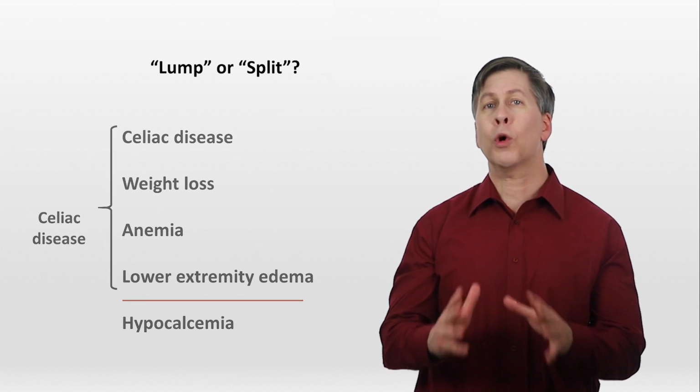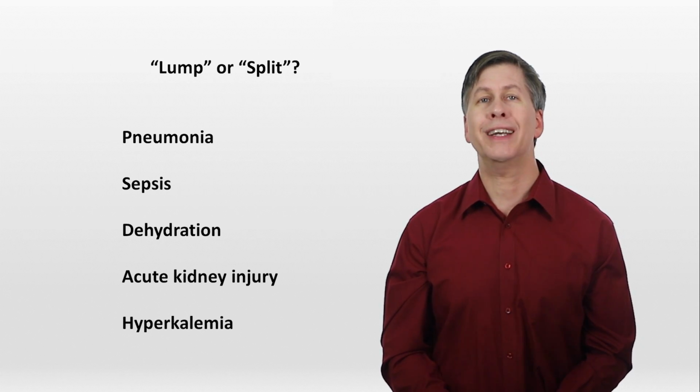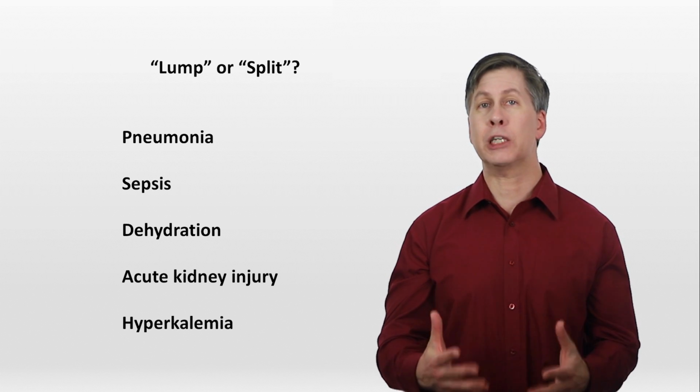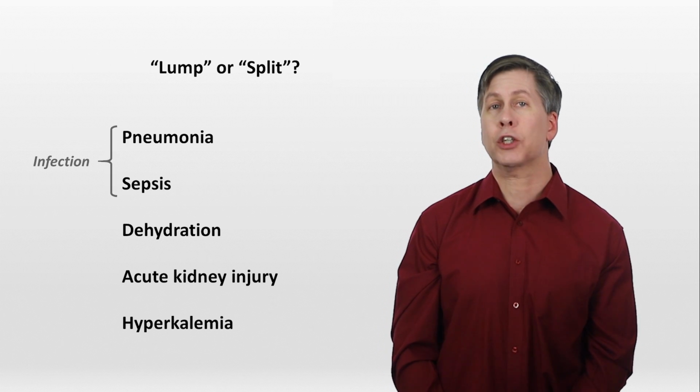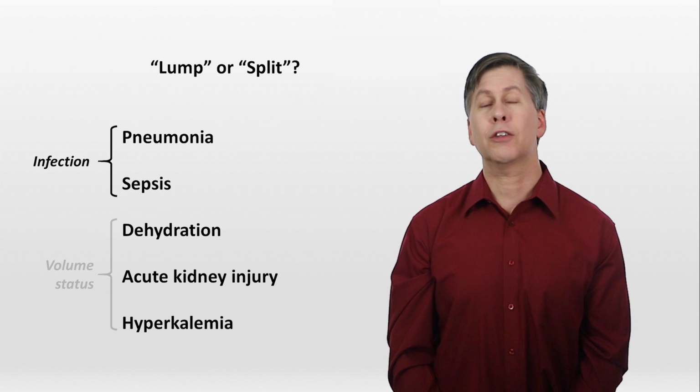Let's look at one more example list: pneumonia, sepsis, dehydration, acute kidney injury, and hyperkalemia. How might we lump and split these problems? Well, we could say that pneumonia and sepsis are both related to infection, while dehydration, AKI, and hyperkalemia are related to volume status.